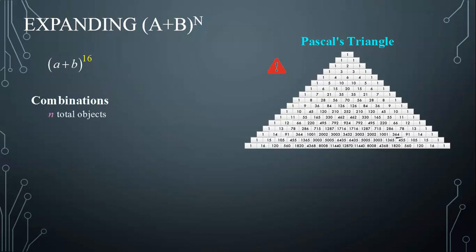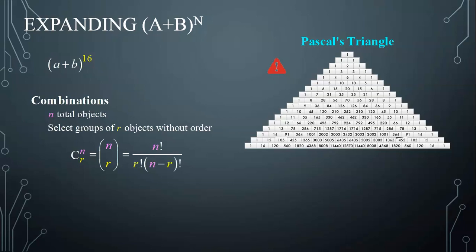Recall that if you have n total objects and you wish to select groups of r objects without taking order into account, the number of groups that can be formed is given by the combination of r out of n, denoted by C(n, r), and it could also be denoted by a vertical vector with n at the top and r at the bottom, which is equal to n factorial divided by r factorial times (n minus r) factorial, given of course that n factorial is the product of consecutive integers from 1 to n.